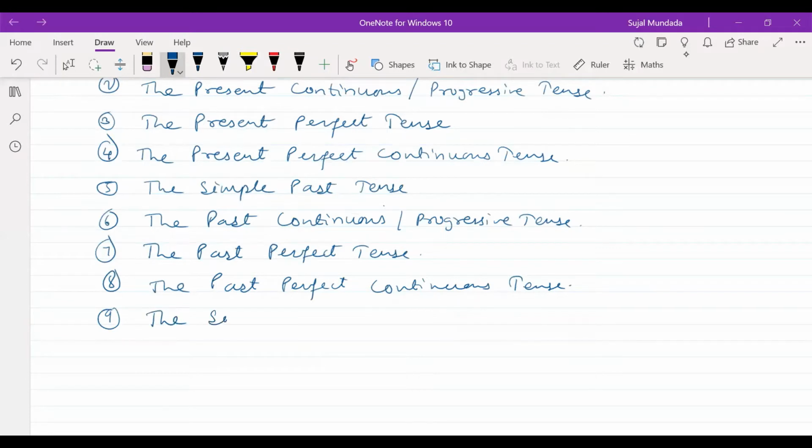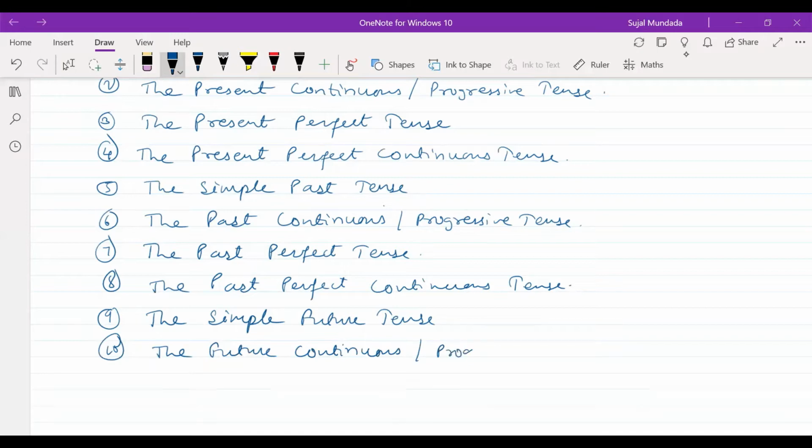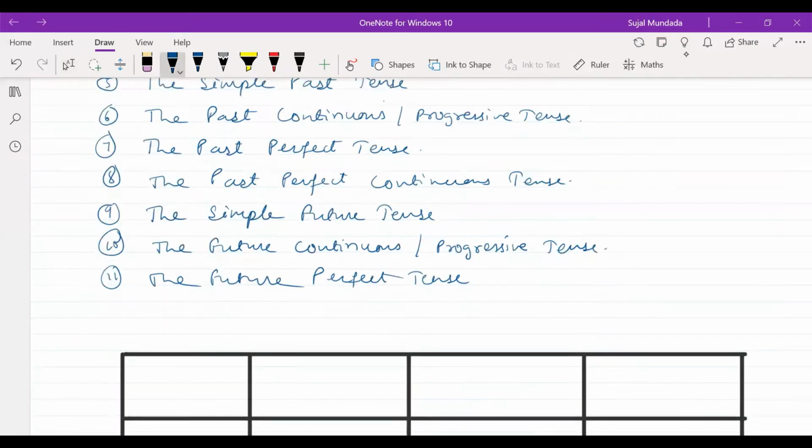Now same four types with future tense. So we have the simple future tense, next one, the future continuous or progressive tense, the future perfect tense, and last one, the future perfect continuous tense.